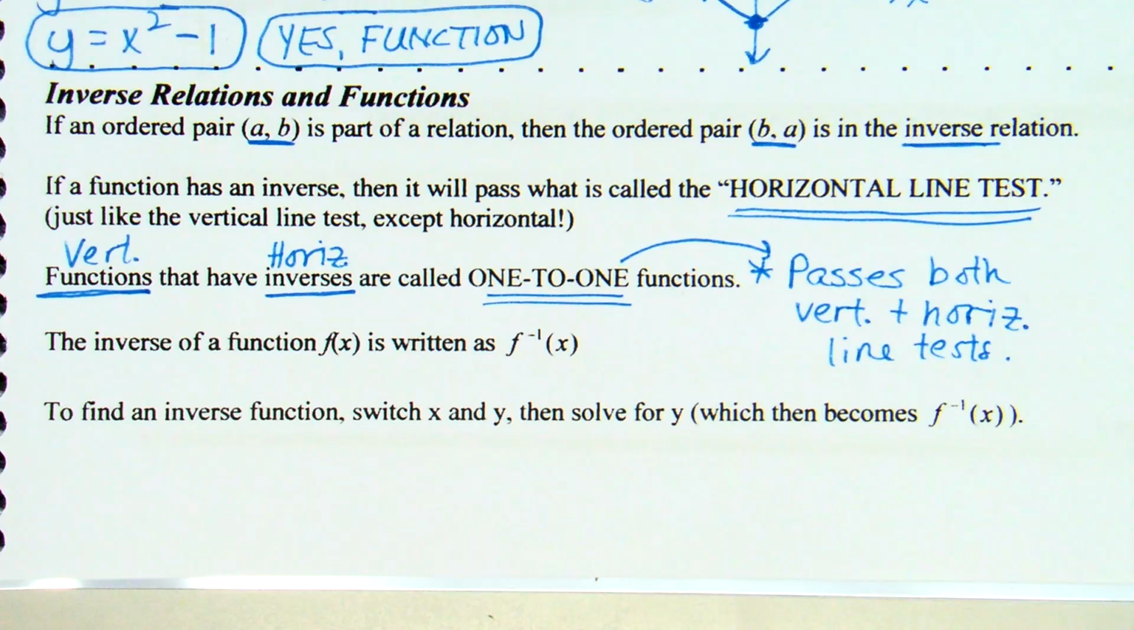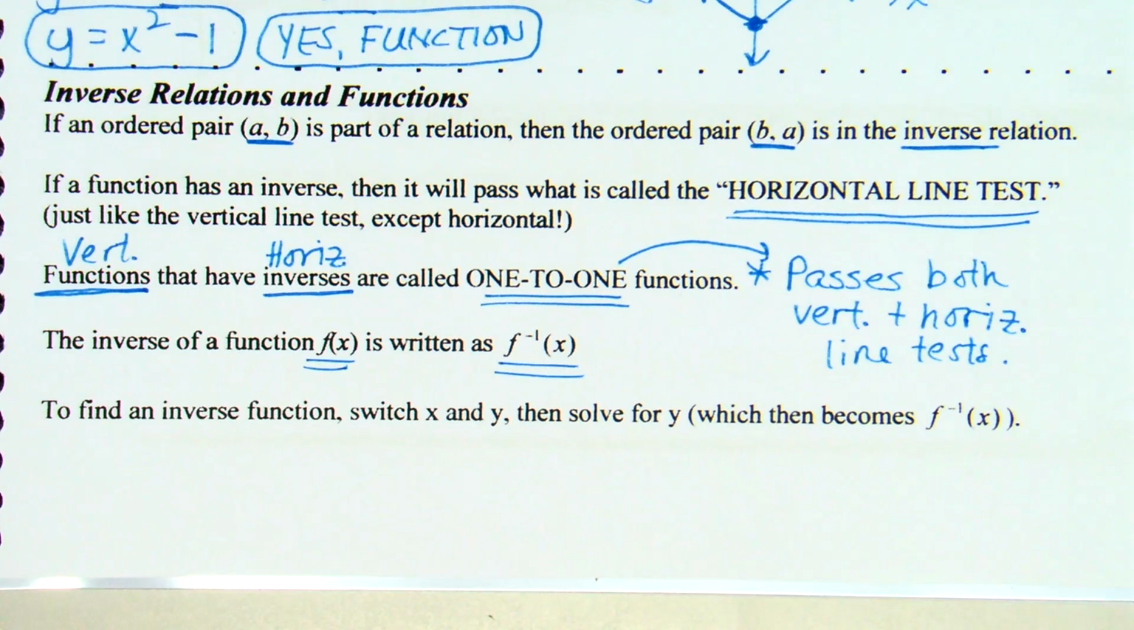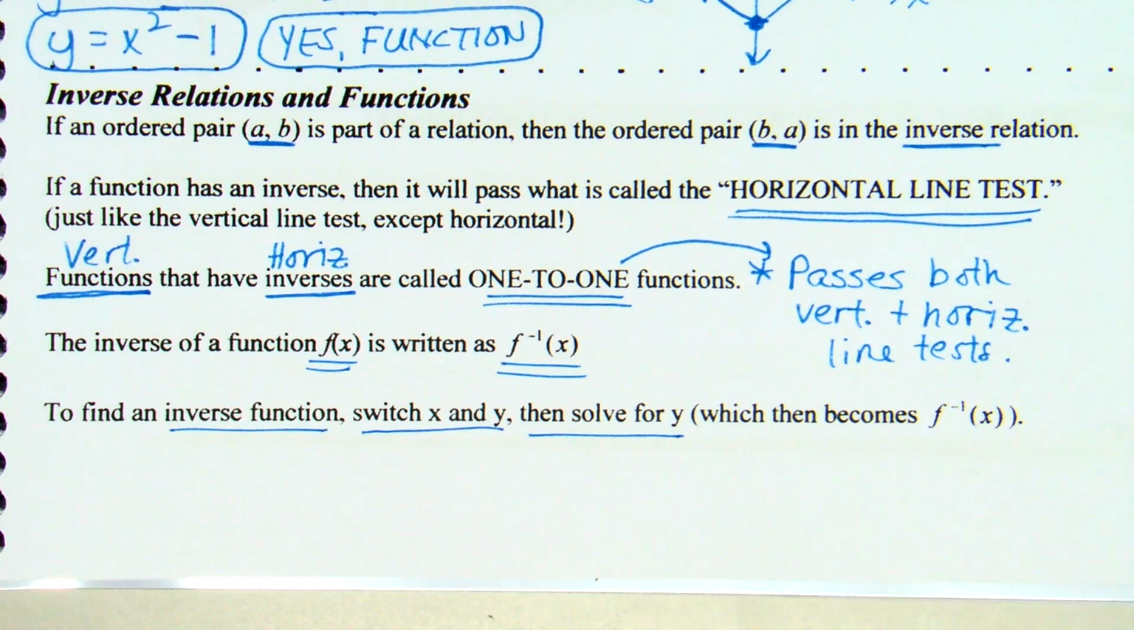A little bit of notation. The inverse of a function f(x), we normally use f(x) for a function, is f inverse of x, so we write with that -1 exponent in between the f and x: f⁻¹(x). And lastly, I already mentioned this once, but to find an inverse function, you switch x and y, and then you solve for y. I know we did that in Algebra 2, maybe even Algebra 1 also. Ready to do some examples?